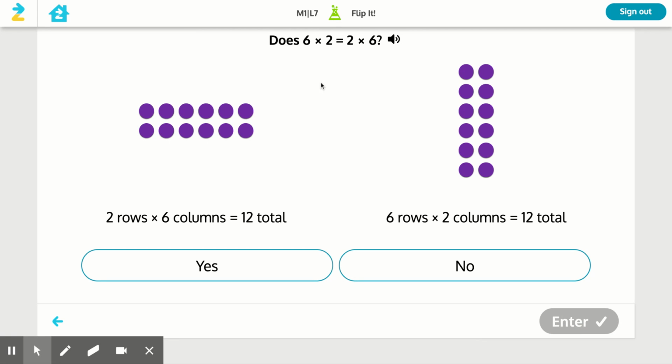So let's take a look at this equation. It says, does 6 times 2 equal 2 times 6? Yes or no? Tell me in your Nearpod now. Does 6 times 2 equal 2 times 6? Yes, it does. Because 6 times 2 equals 12, and so does 2 times 6. Because both of our arrays have the same number of items.